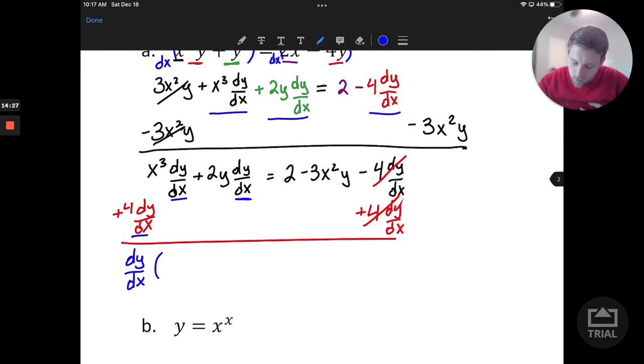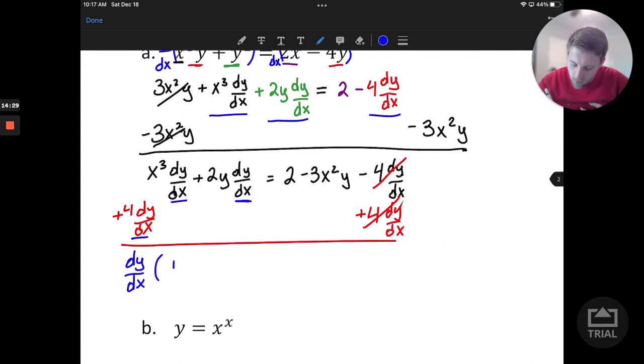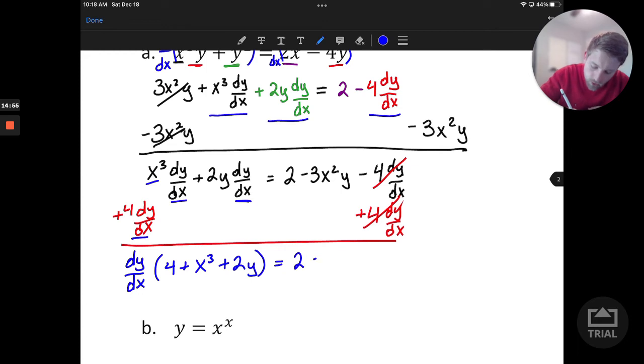We're going to have really 4 terms here. We're going to have a 4, and it doesn't matter the order we do this because we're adding them all. We have 4 plus, we have a 3, or x to the third, and then a plus 2y term, all in a row. And then on the right side, we just have those non-derivative terms. So that would be the 2 minus the 3x squared times y.